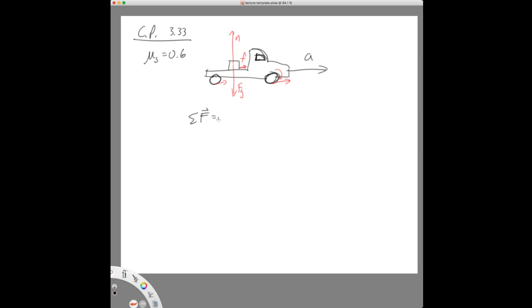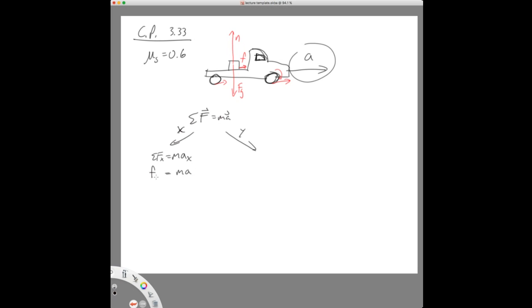Net force equals ma, which I will have to split into x and y directions. Maybe I won't need both of them, but now the acceleration of the box is in the x direction, so we're going to have the net force on the box being equal to m times a_x. And the only force with an x component is the friction. And the a_x is just going to be whatever is the acceleration of the truck.